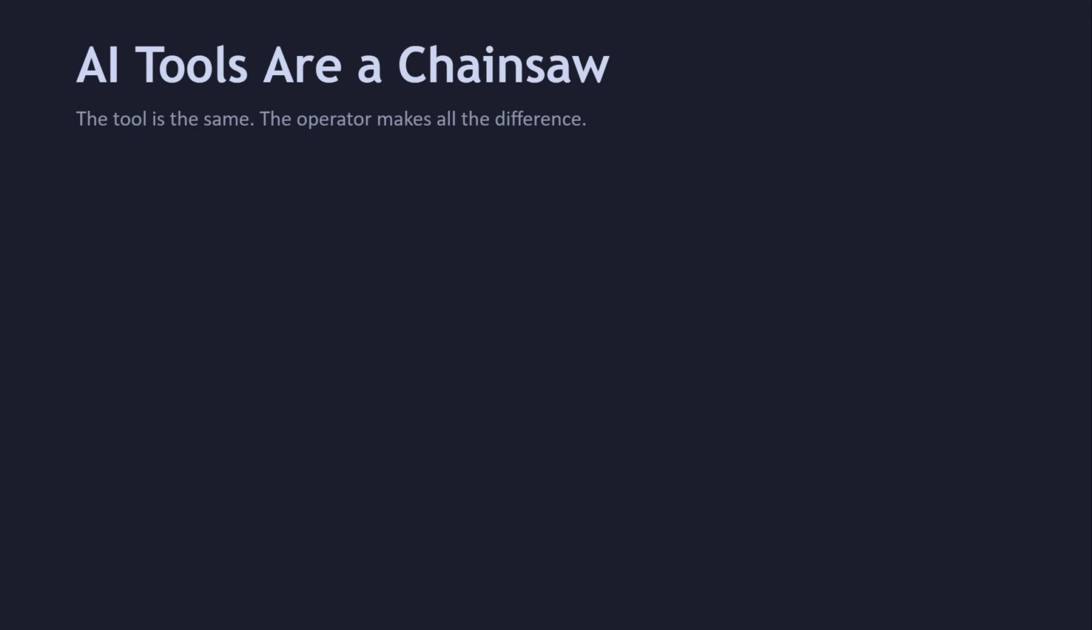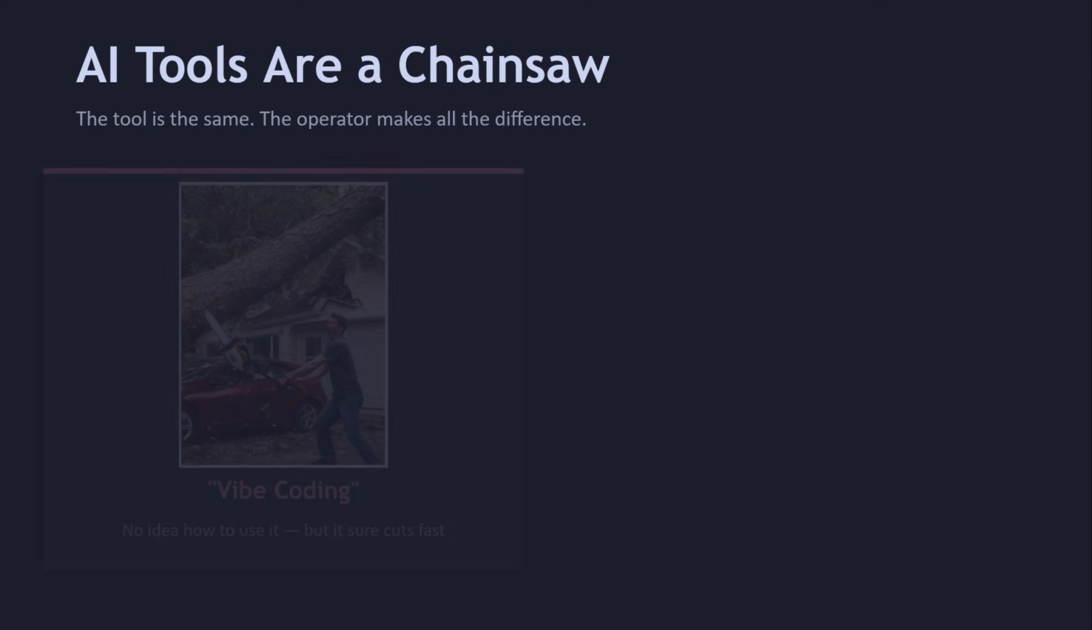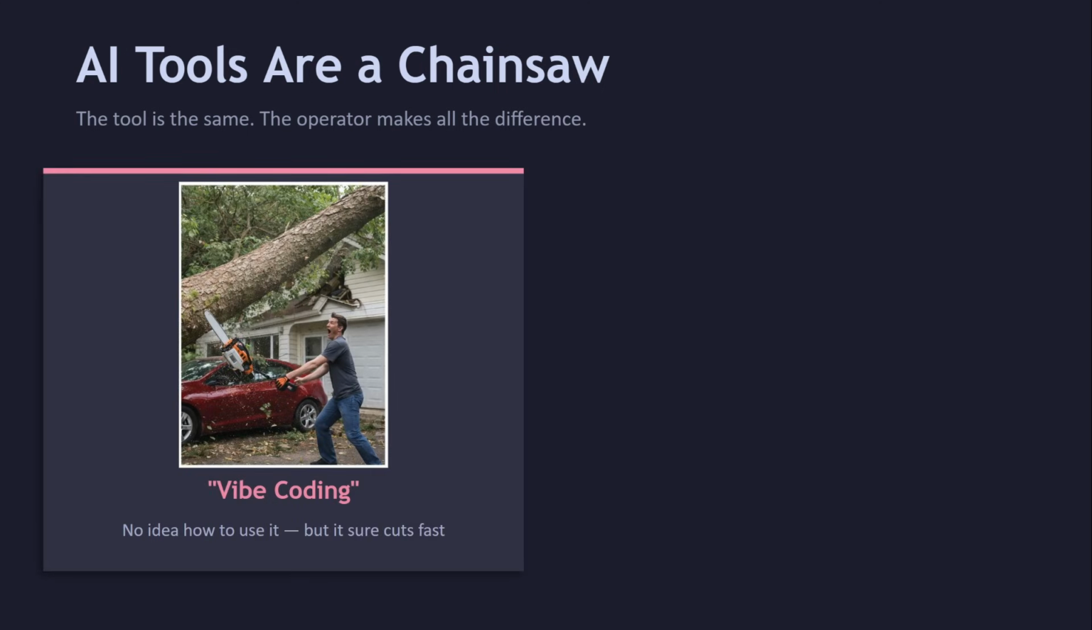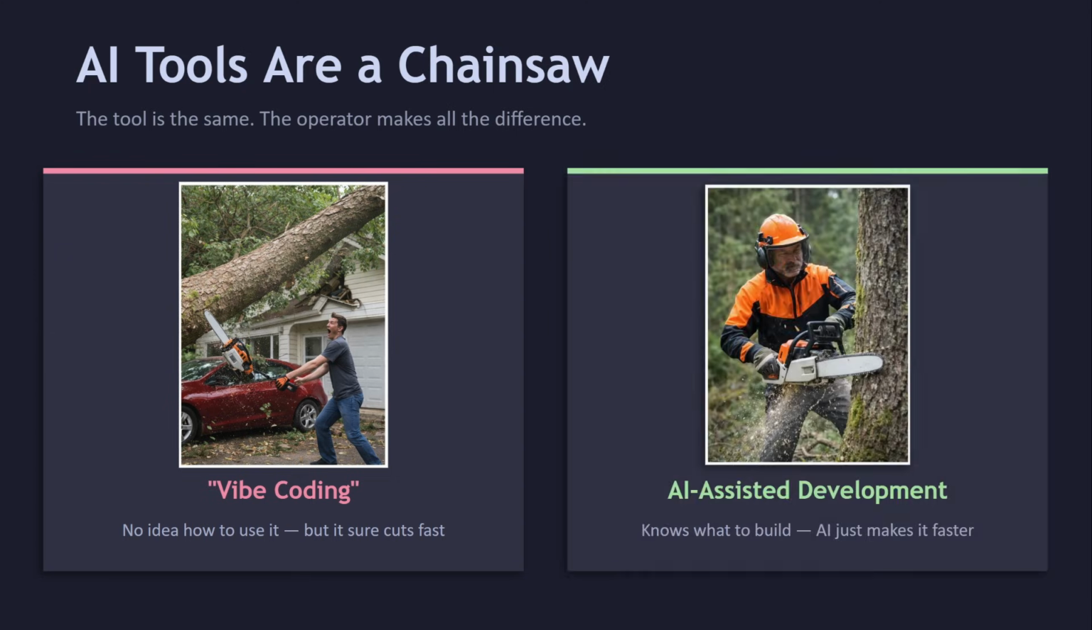So, is AI bad for add-on development? No. AI is a tool, and like any tool, it depends on who's using it. Think of it kind of like a chainsaw. On the left, you've got someone who's never used one before. They can still cut things fast, but they have no idea what they're doing, and the results speak for themselves. On the right, a professional. Same chainsaw, but they know where to cut, how to cut, and what not to cut. The tool just makes them faster at what they already know how to do.